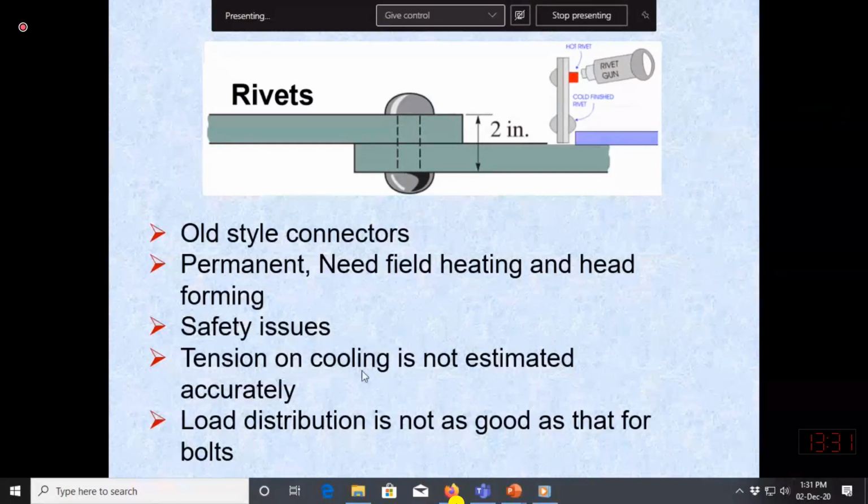Tension on cooling is not estimated accurately because cooling may not be the same in our process. When the material cools down, it shrinks, and when it shrinks, it provides the tight grip. So load distribution is not as good as for a bolt, because bolts we can tighten properly, but rivets cannot be tightened properly.